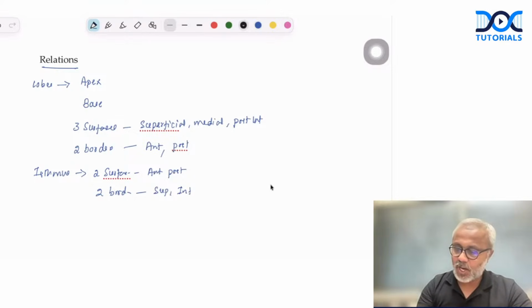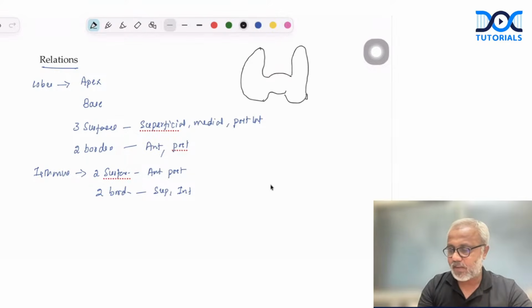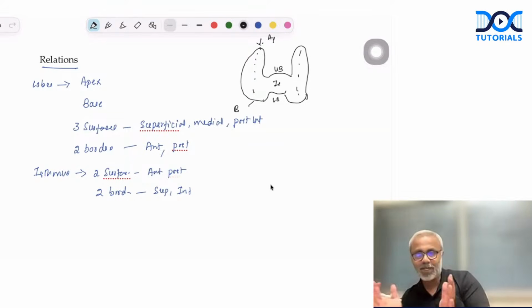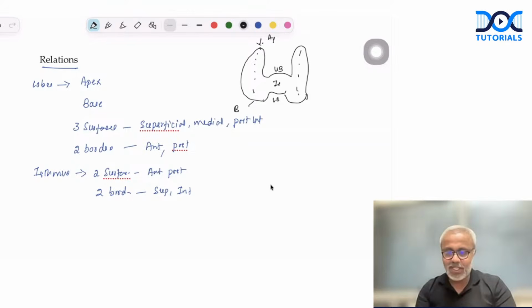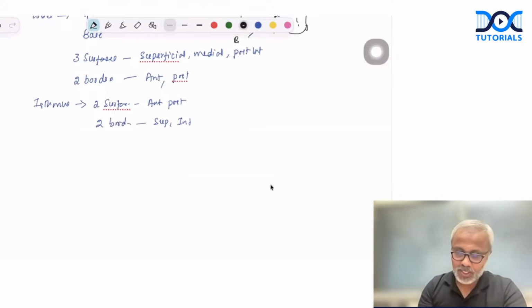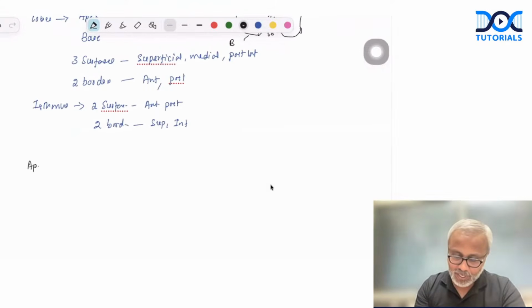So if you just draw the rough outline of the thyroid gland, this is how the isthmus and the lobes will look. So this is the apex, this is the base, this is the isthmus, this is its upper border, this is its lower border, right? So here we have the anterior border and similarly posteriorly we have the posterior border separating the surfaces. So first let's talk about the relations of the isthmus. Relations of the lobes. So let's begin with the apex.